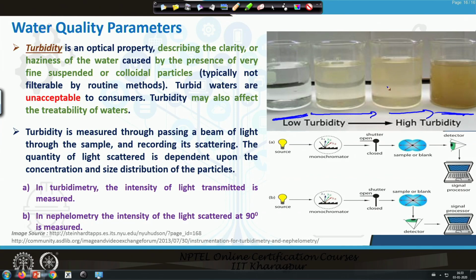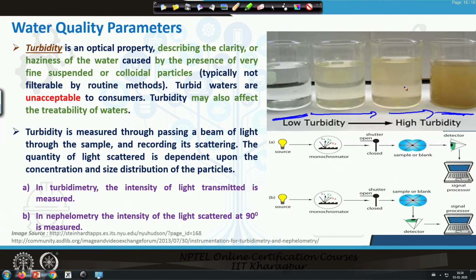Turbid waters are also unacceptable to consumers, and turbidity may also affect the treatability of water, which we will be discussing later. When there are suspended materials present, and, let us say, you want to use UV light disinfection, the turbidity may block the path of the light, and the light may not hit the intended target, such as bacteria. So, that way it can create problems in the treatment process as well.